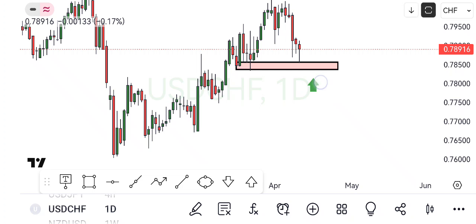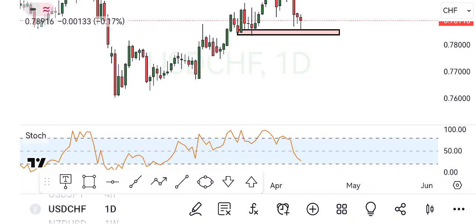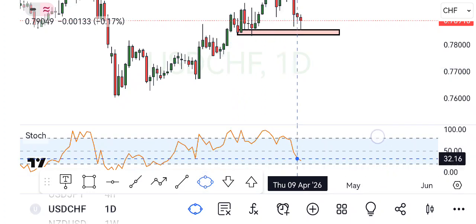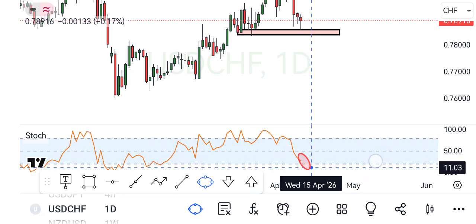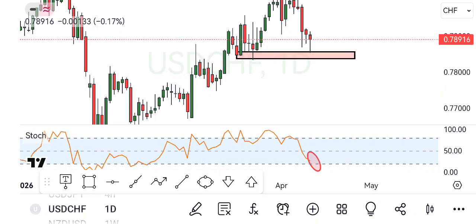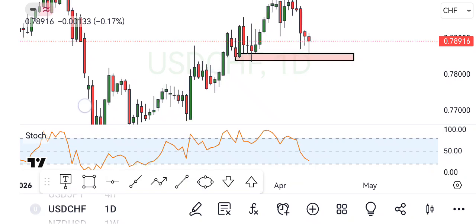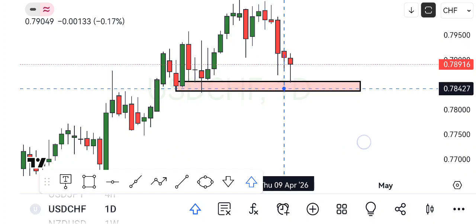Let me delete this. And then again, as a confirmation, I will use stochastic. What I want to see is for the price being oversold. And then I will know that this area is right for me to buy.